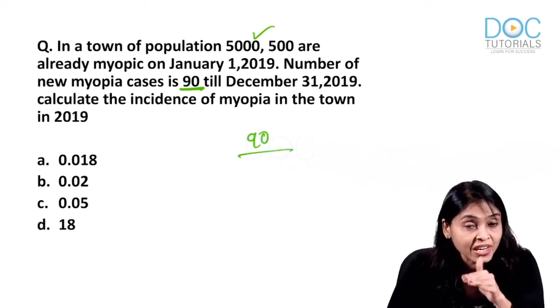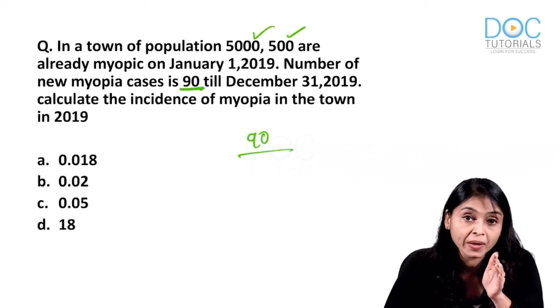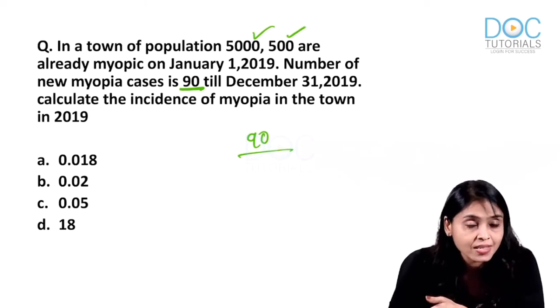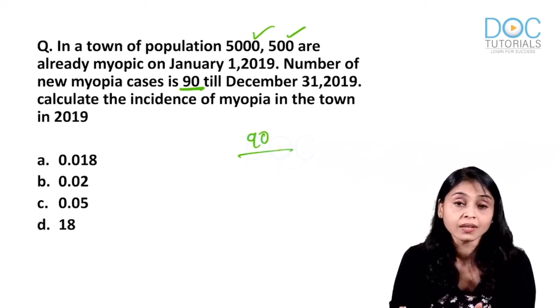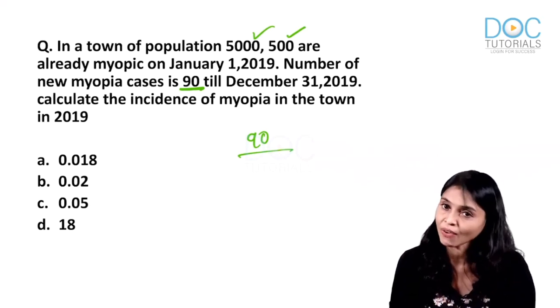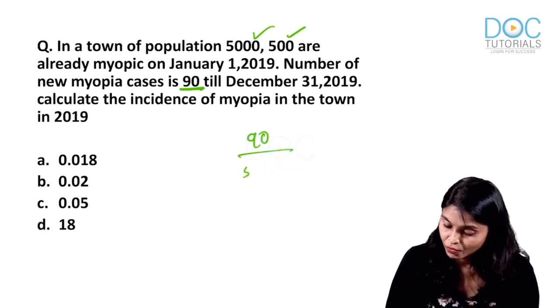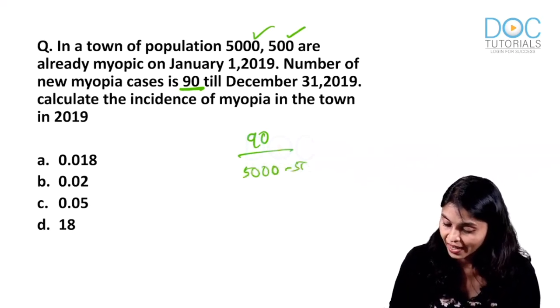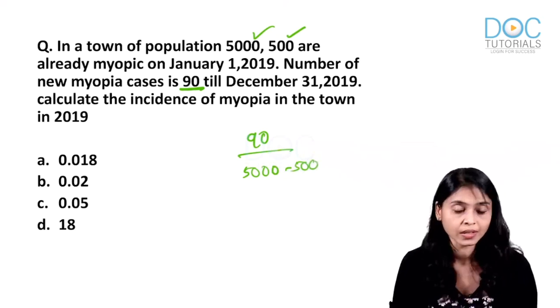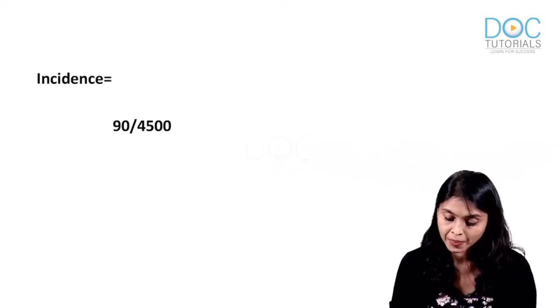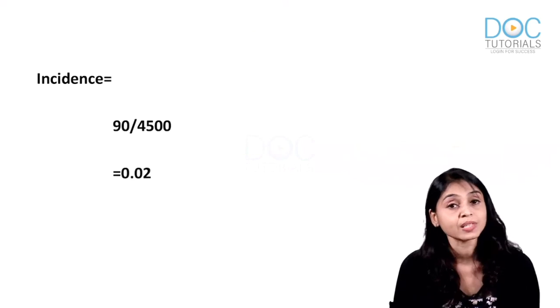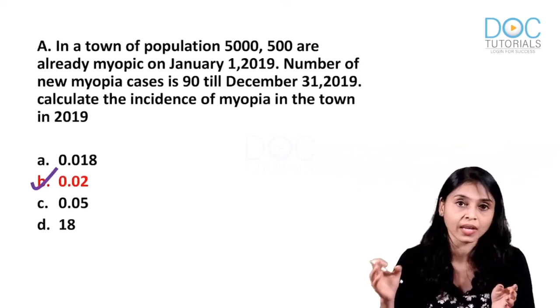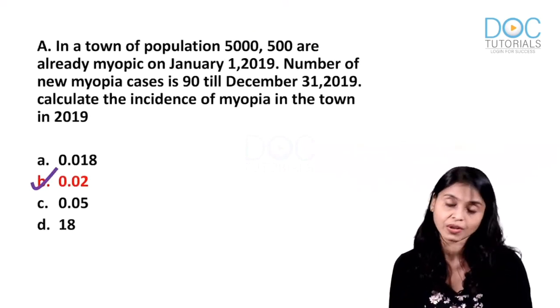Now, you want population at risk. That means 500 are already myopic. They are not going to be new cases. So, from that 5,000, you take out 500. So, only 5,000 minus 500 are population at risk. Okay, so what answer will you get there? 90 divided by 4,500, you will get it as 0.02. So, this is how you should think when you're getting a question from this.